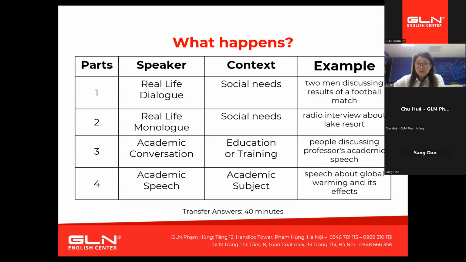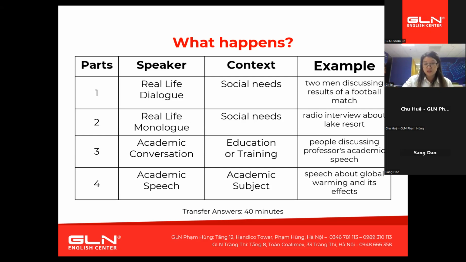Now, the last part of the listening test, which is the most challenging, there's only one speaker, okay? It's a speech or it's a talk. Now, the person will also talk about, for example, maybe global warming, the effects of global warming, or other topics, which is about education as well. So they are all as well academic or educational, okay? So that's what happens in the IELTS test.